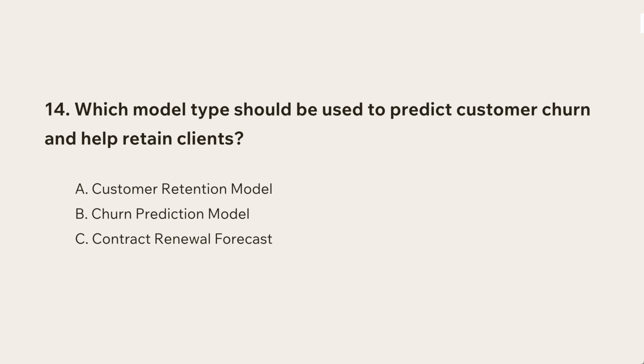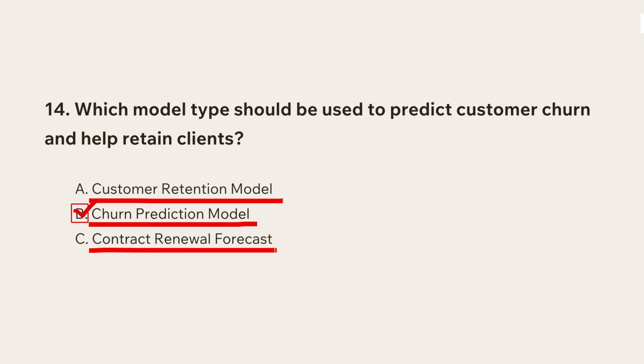Take a look at the options. Incorrect. This model focuses more on retention strategies rather than predicting churn. Correct. This model is specifically designed to predict when customers are likely to leave, making it the right choice for churn prediction. Incorrect. This model predicts contract renewals but doesn't focus on customer churn.